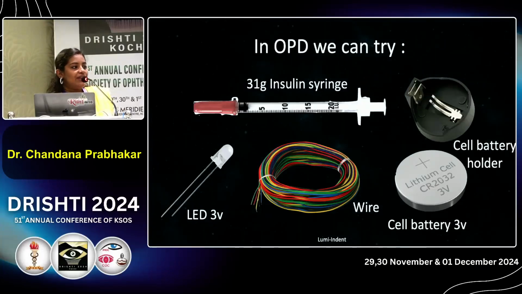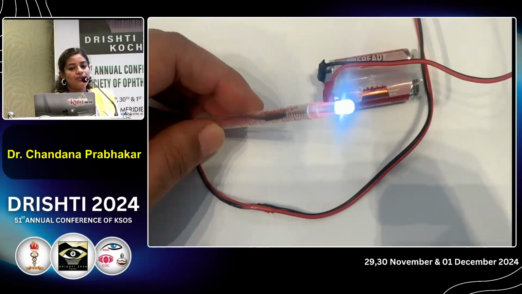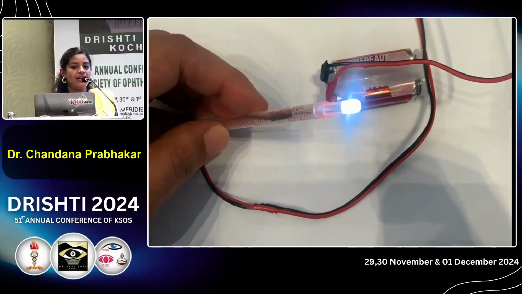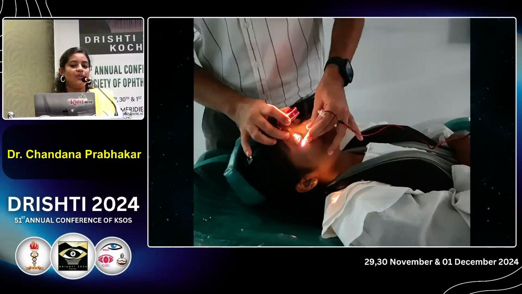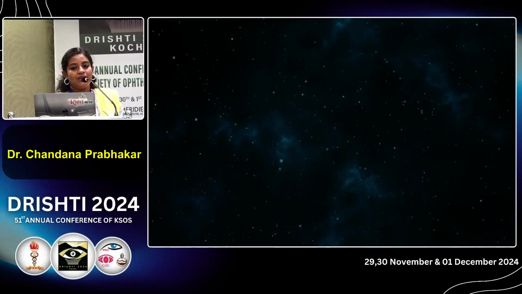So in OPD, we can try an alternative for an endoilluminator. That is, we can use an insulin syringe and an LED bulb, which is connected through a wire to the battery. This is how we have made it. An LED bulb is placed inside an insulin syringe and is connected to the battery through a wire. And we have used it in this way in the OPD. So we can perform scleral indentation, and we can also get transillumination while using indirect ophthalmoscopic examination.